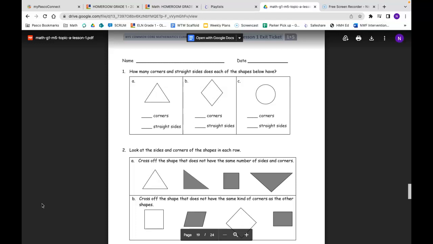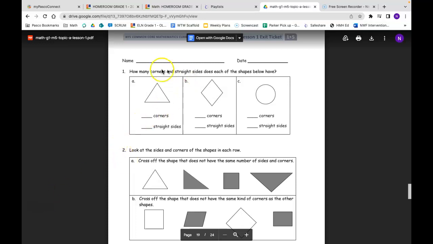Hi friends, this is your Lesson 1 exit ticket. So we've got a couple different things going on here. We have talked about shapes, and we've talked about the corners and the straight sides of these shapes. So remember, the corner is where the two sides meet and come to a point, and the straight sides are just like a straight line.